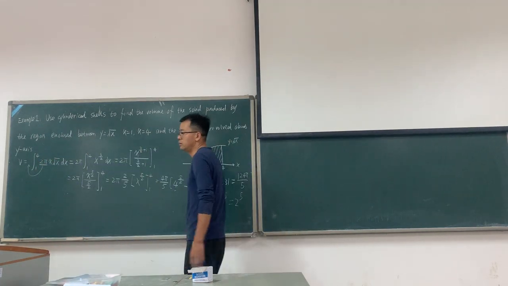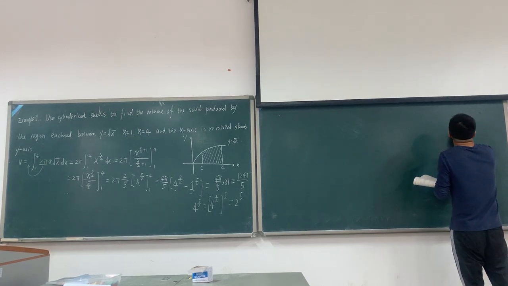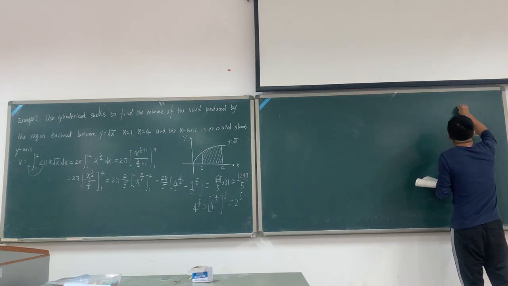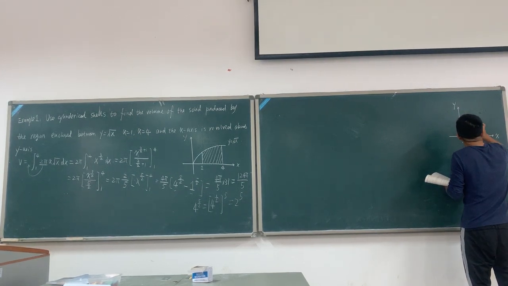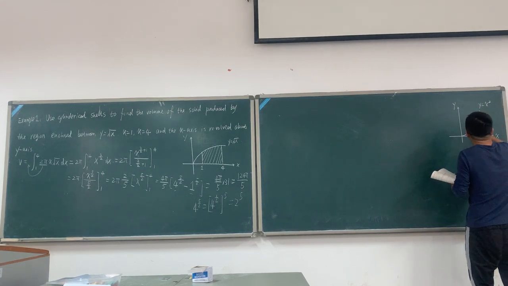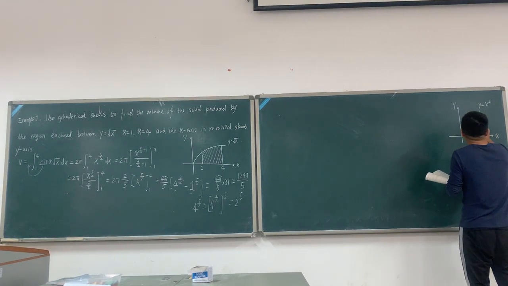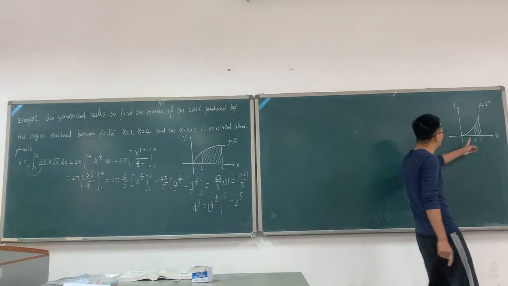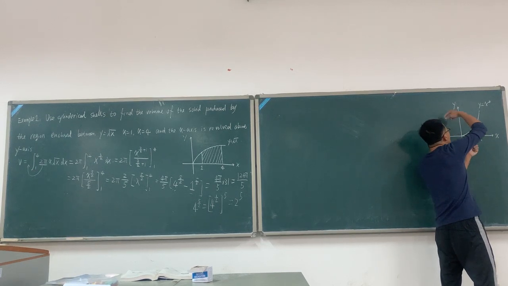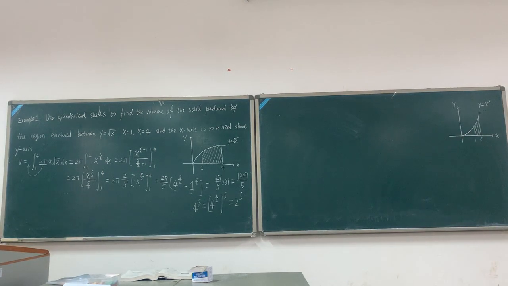So this area, y equal to x squared from 1 to 2, this part revolving about the y-axis, we need to find the volume. So do it.